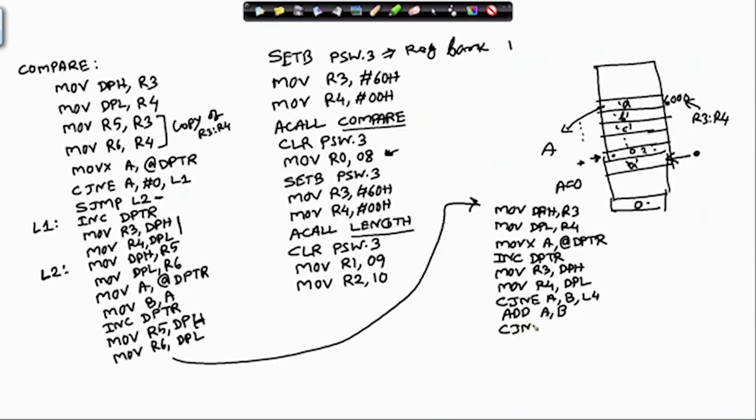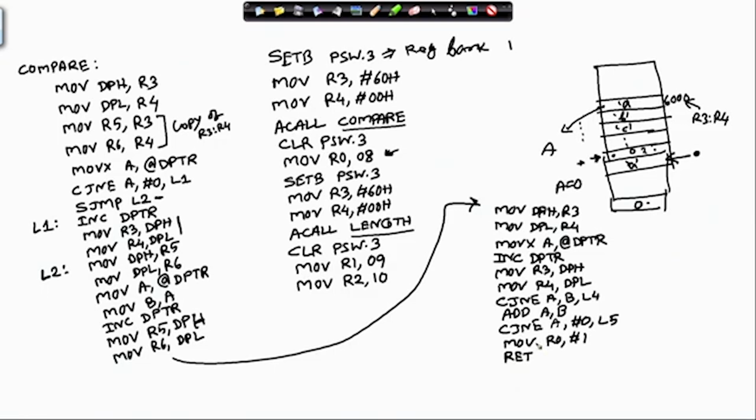So, CJNE A, hash 0, comma L5. Okay. And then move. So, if they are equal, then I will come to this point, move R0 comma hash 1 and return from there.